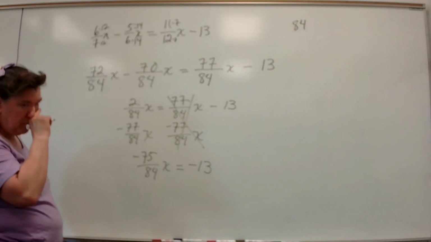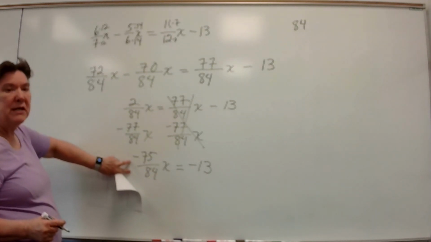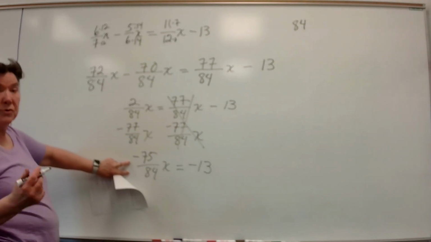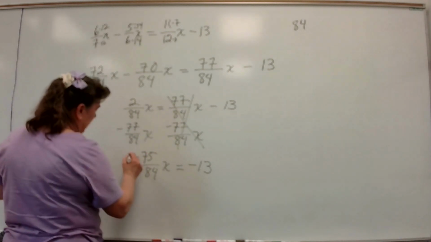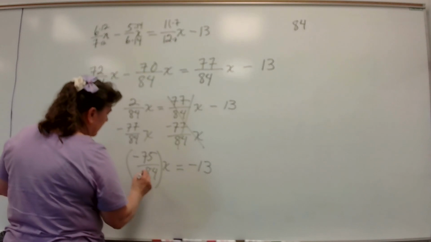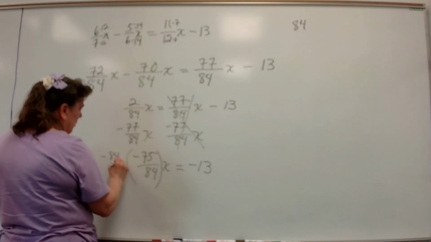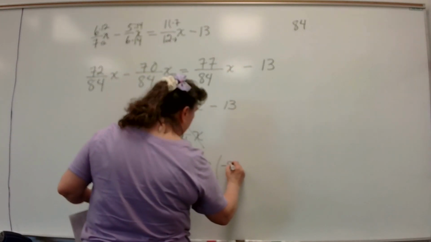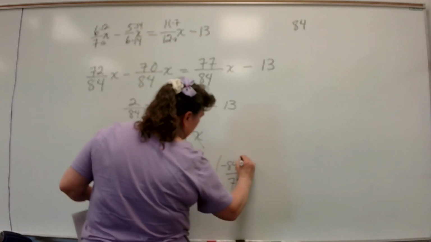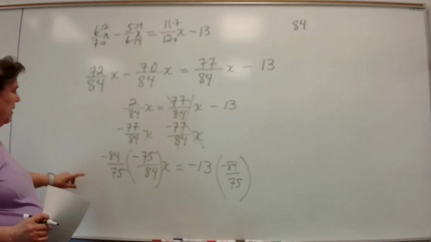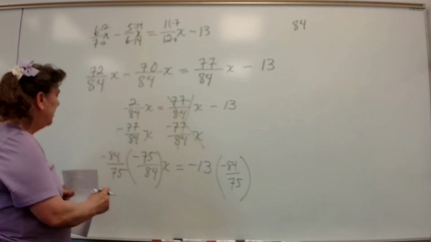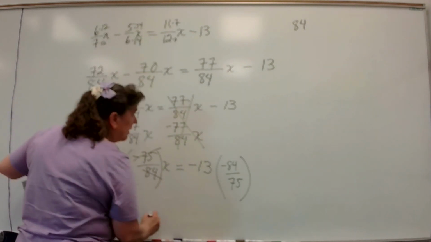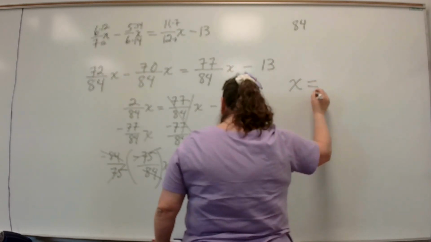Now, our next step will be to eliminate this fraction. We can do it by either multiplying by the reciprocal or doing 2 steps. Let's try the reciprocal here. Let's do this times negative 84 over 75, and do the same over here, negative 84 over 75. So what's going to happen here? Well, negative 84 and 84, negative 75 and 75 gives you 1x, or x, and it's going to equal what?